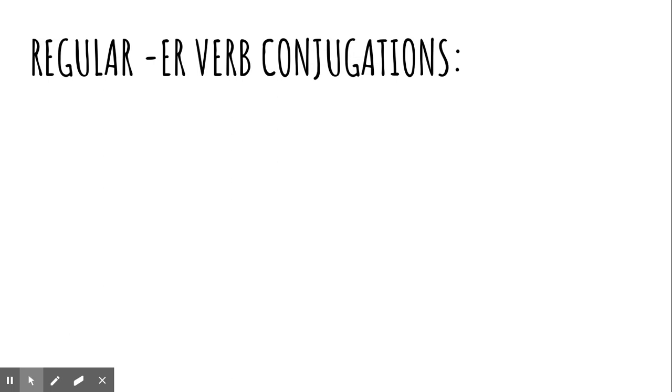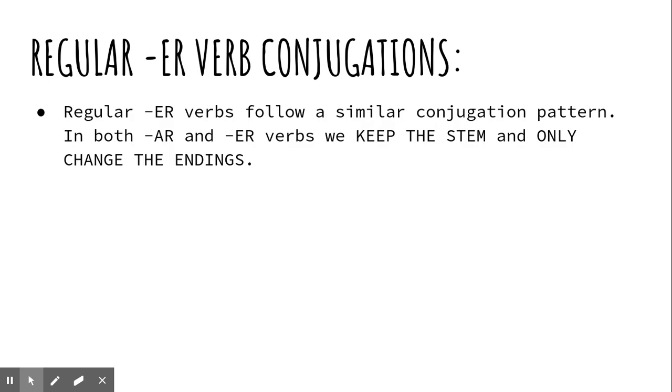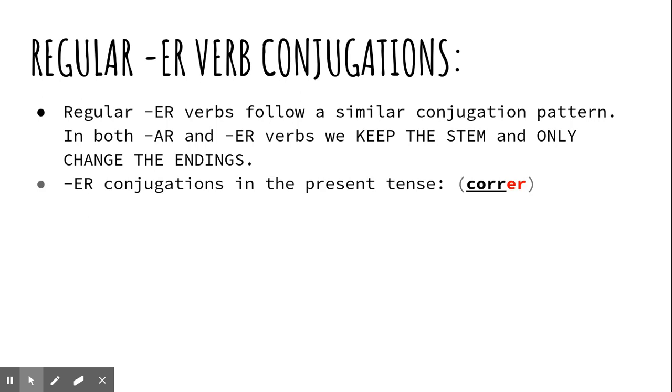Perfect. Since you guys are done conjugating AR verbs, now let's talk about ER verb conjugation of regular verbs. Well, regular ER verbs follow a similar conjugation pattern. In both AR and ER verbs, we keep the stems and only change the endings. So let's look at the verb correr.